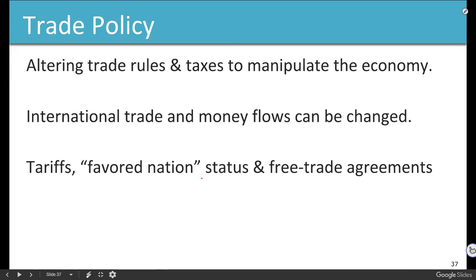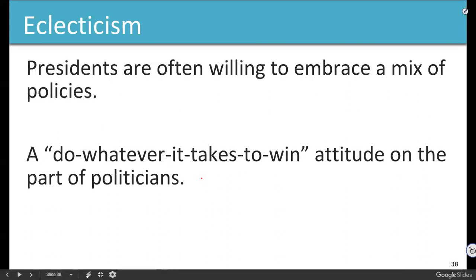But anyway, the trade rules, manipulating the economy, are going to be adjusting how much money is coming in and out, the net exports, making exports go up or down, making imports go up or down, changing that calculus. So that's messing with X, so we mess with C plus I plus G plus X. Or eclecticism is what? Well, we do a little bit of this, a little bit of that.